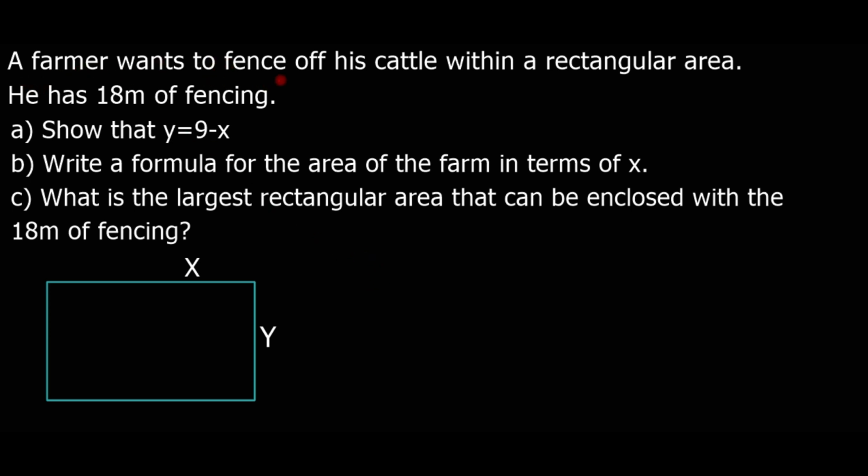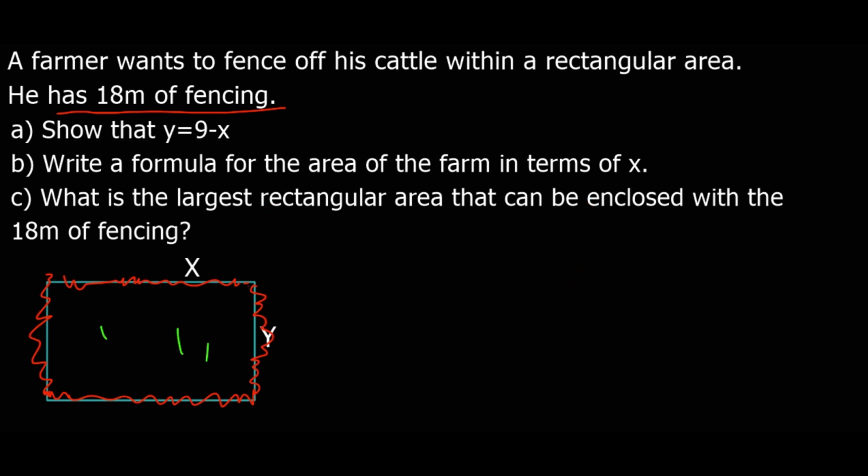This question here: a farmer wants to fence off his cattle within a rectangular area. He has 18 meters of fencing. Let's draw a picture. Let's say this is the shape where he will fence the cattle, and then the fence that surrounds this is 18 meters. Part A: show that y equals 9 minus x.